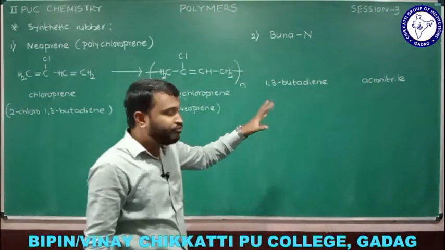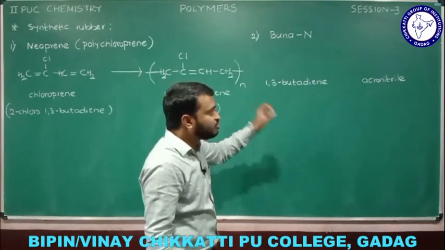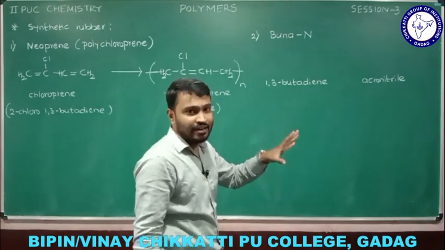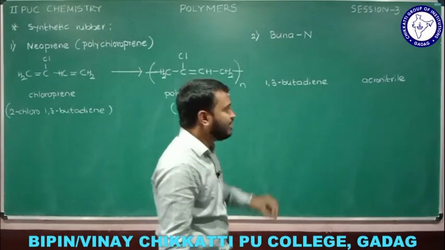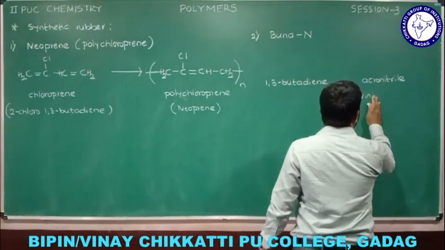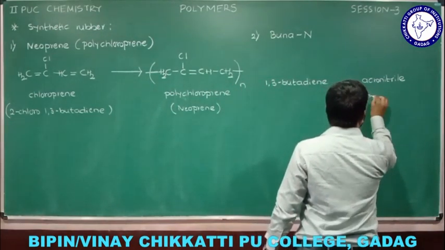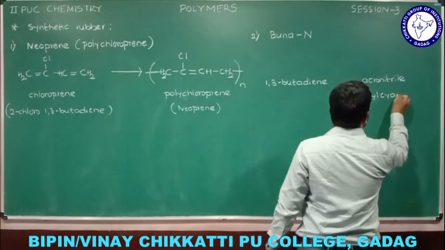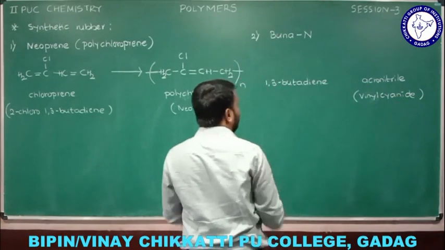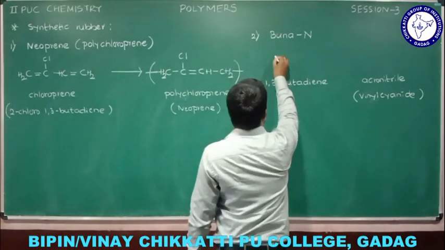I hope you are quite familiar with this one, because I used acrylonitrile already while explaining one example of a polymer. And if I write one more name, you will easily guess what the structure would be: vinyl cyanide. So vinyl cyanide is the other name of acrylonitrile. We'll draw the structures of that one.